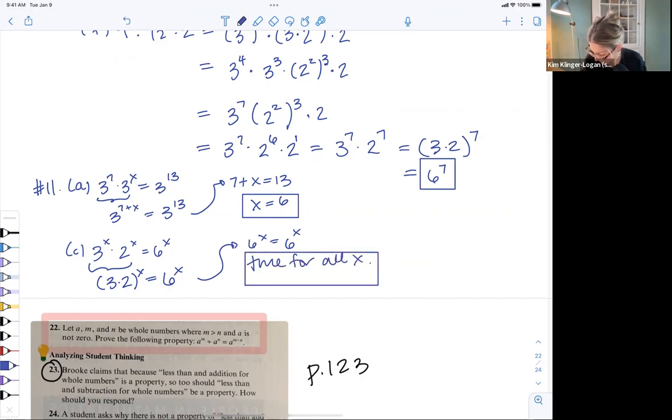So part A was true for only one particular x value, x equals 6. But part C was true for any x value we choose. If I put 1 in here, this is true. If I put 2 here, it's true. If I put 1,000,000 in there, it's still true.